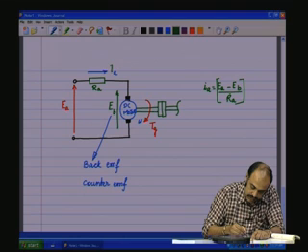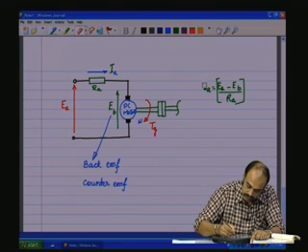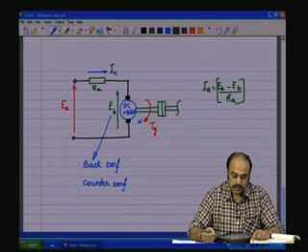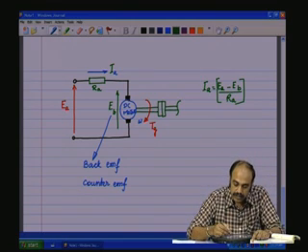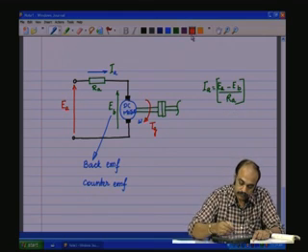So, that becomes IA, and this becomes also IA. So, IA, the armature current, is given by EA minus EB by RA. It is an interesting relation.